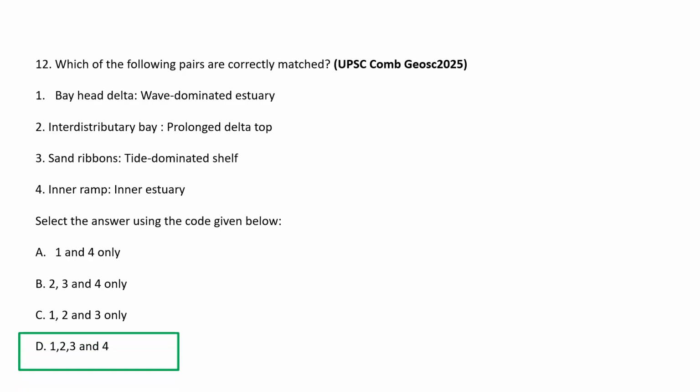The pairs which are correctly matched are all the pairs: bayhead delta is a wave-dominated estuary, interdistributary bay consists of prolonged delta top, sand ribbons are tide-dominated shelves, and inner ramp is inner estuary. So all are correctly matched. So D is the correct option.